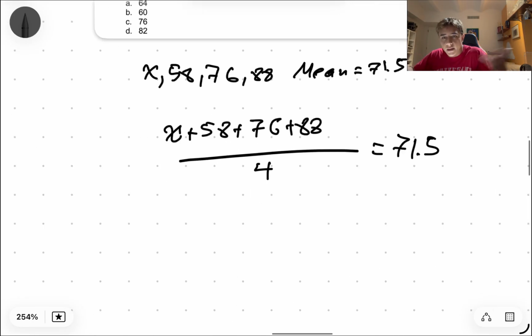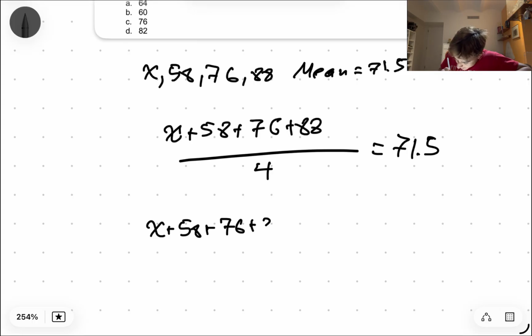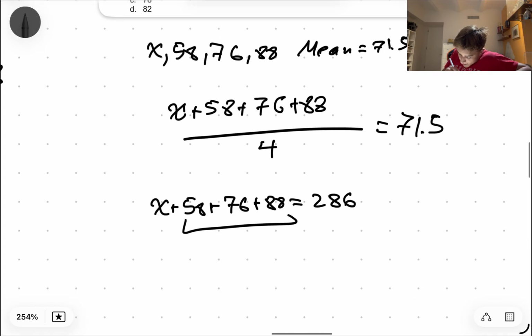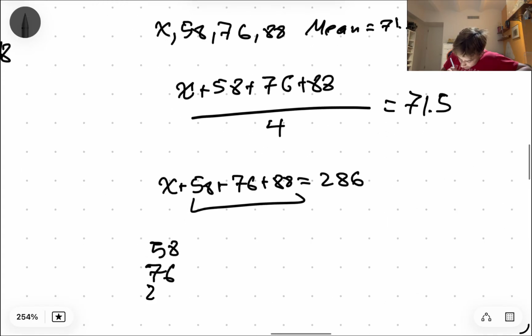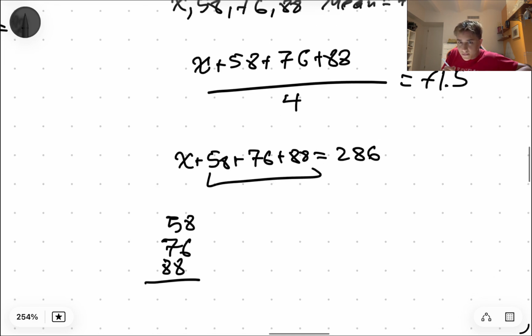So 4 times 71.5 is 286. So x plus 58 plus 76 plus 88 is equal to 286. Now we're going to add these numbers. 58 plus 76 plus 88 adds up together to 222.